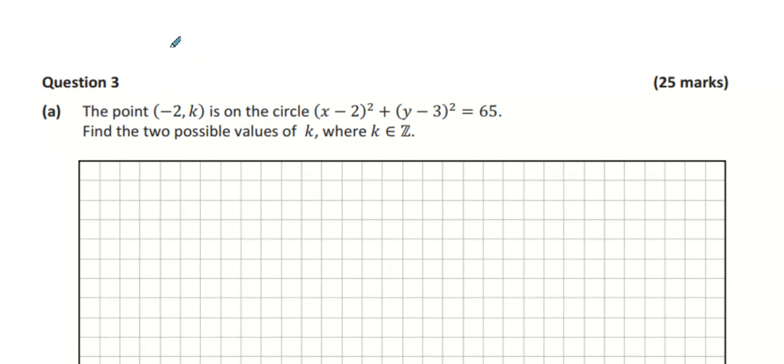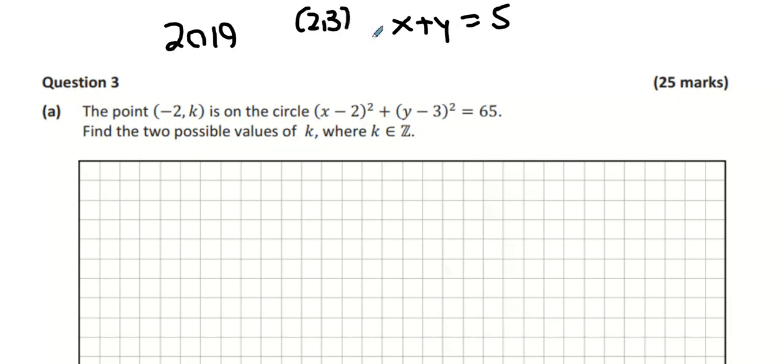This is 2019 question 3. It claims that this point is on this circle. Very similar to the equation of a line. If I claim the point (2, 3) is on this line here, I replace x with 2 and y with 3. And if it balances, it's on the line.